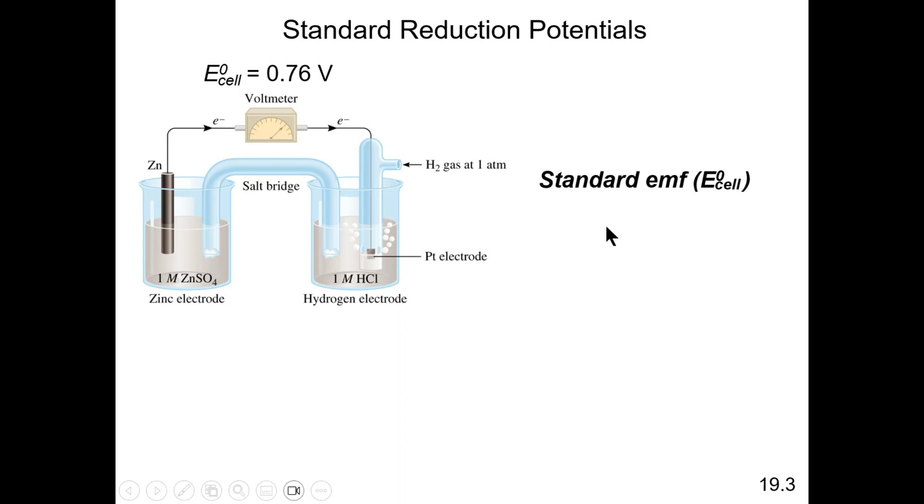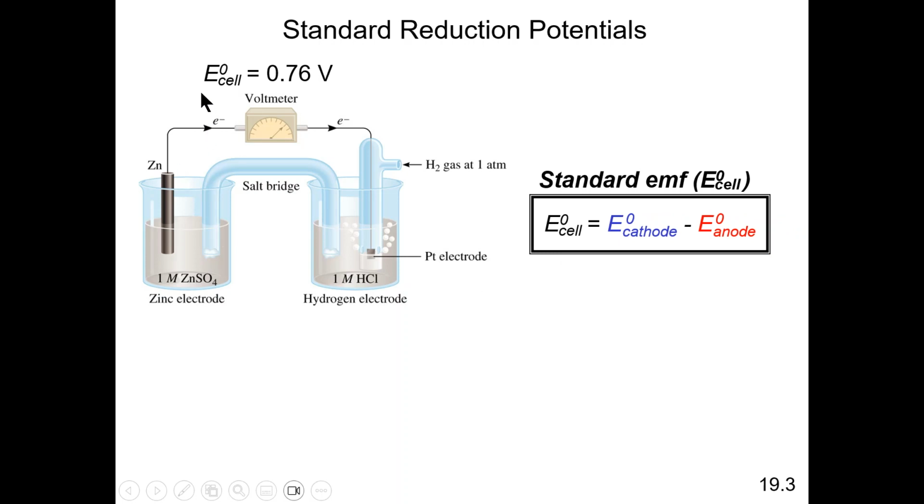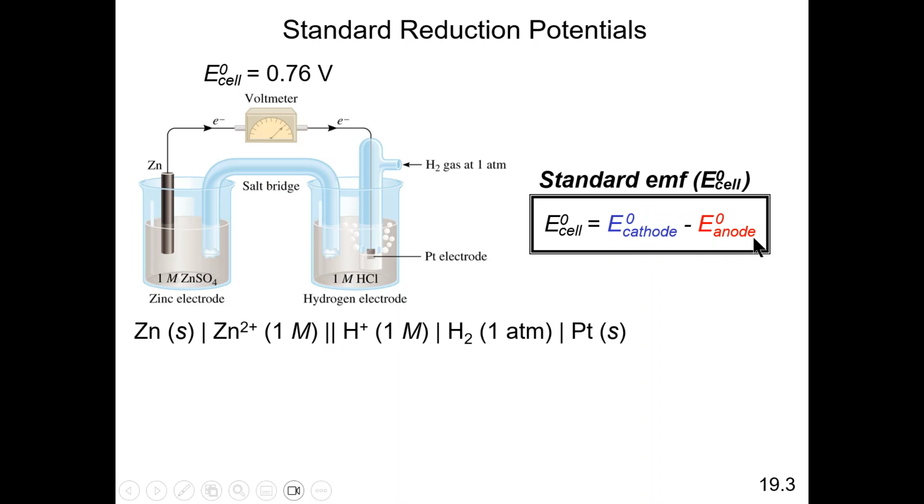So the standard EMF of the zinc sulfate is said to be 0.76 volts because the EMF of the cell would be the difference between the standard EMF of the cathode minus the standard EMF of the anode. So that's basically how we calculate the EMF of the combination of these two cells right here. Now, we know that the EMF of the cell is 0.76. That was measured. So that would go here.